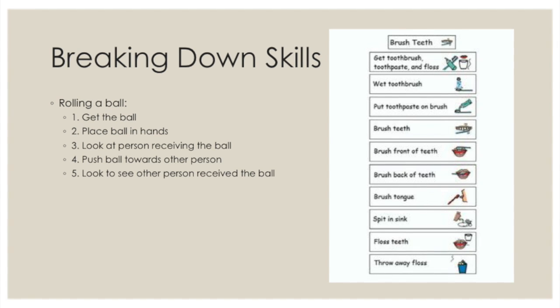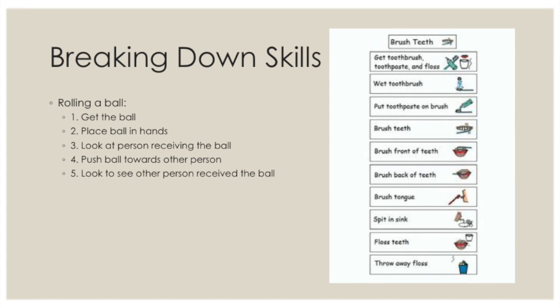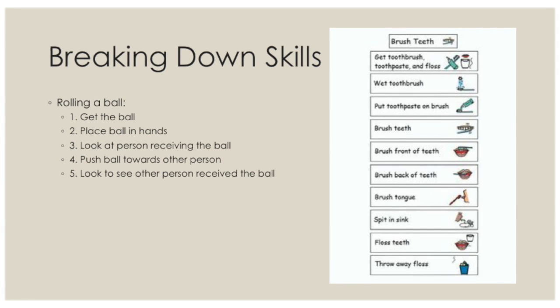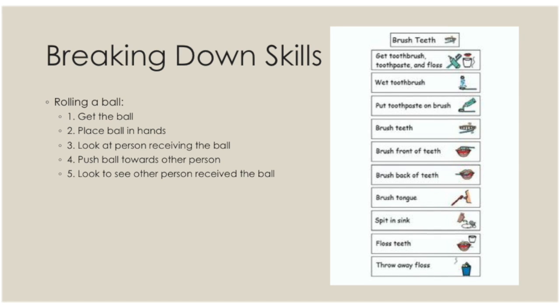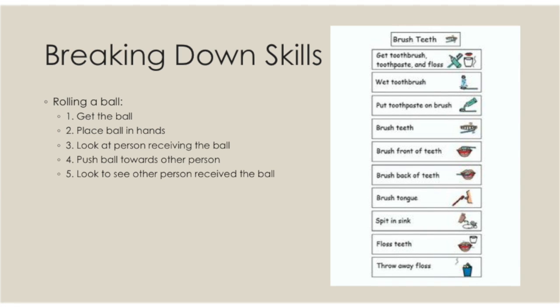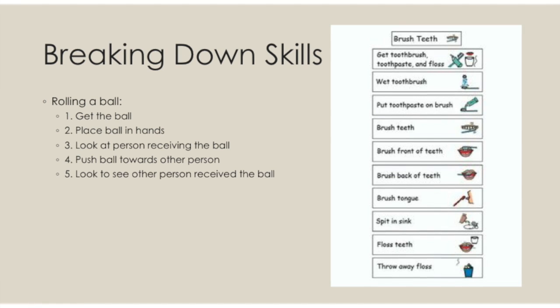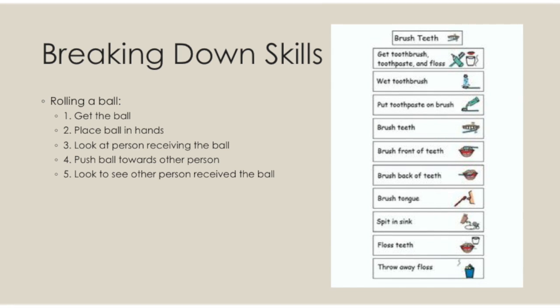Now, as far as teaching this whole skill of rolling a ball, we might teach your child the first step first. Once your child shows that he can do the first step of getting a ball, then we might teach him the second step by itself. Once your child shows that he can do the second step of placing his hands against the ball by itself, then we might teach the third step all by itself, or the fourth step, or the fifth step, right? We might have to give your child lots of reinforcement for each individual step first before we put them all together.